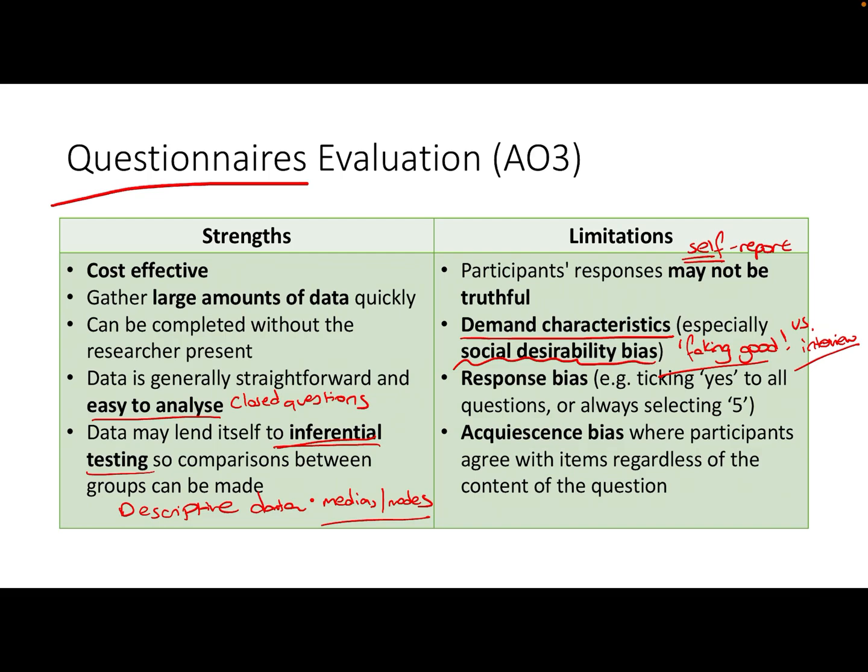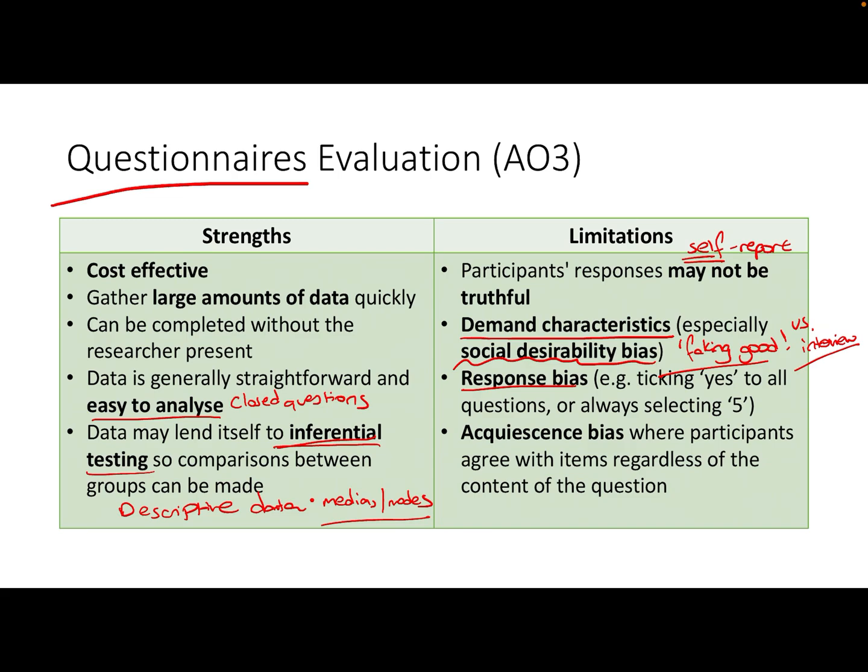Questionnaires can also produce response bias, which is where respondents tend to reply in a similar way. So for example, always ticking yes to the questions, or always answering the same end of the rating scale. So for instance, always selecting 5 out of 5. Just because of habit, once they tick yes to a couple of questions, or once they select 5, they tend to do so for the rest of the questionnaire, even if this doesn't actually represent their true attitudes.